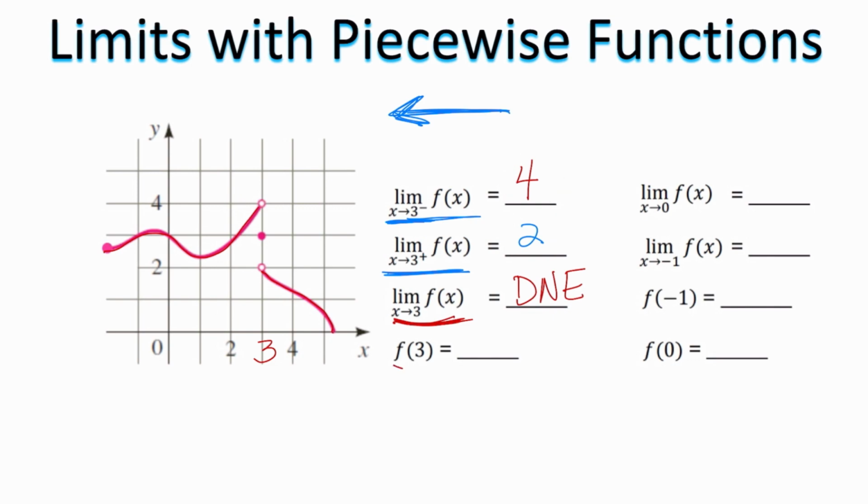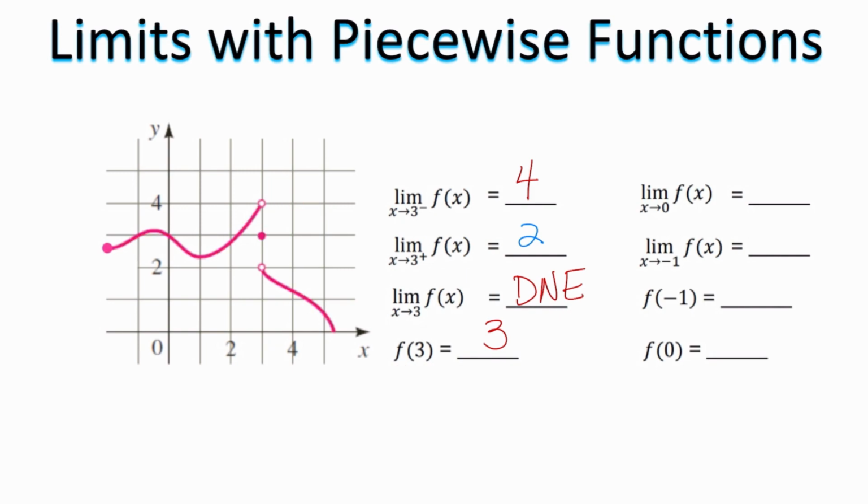Now the next part of the question says to find f of 3. F of 3 means when x equals 3, what is y? Okay, so when x equals 3, what's the y value? Notice that at 3, the only place where this function is defined is at the point (3, 3). So the y value when x is equal to 3 is 3. So take a look over now at the right-hand side.